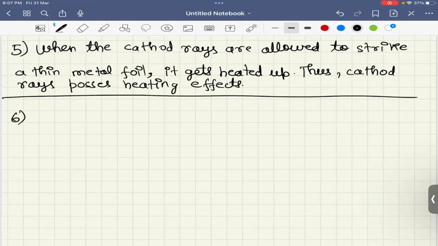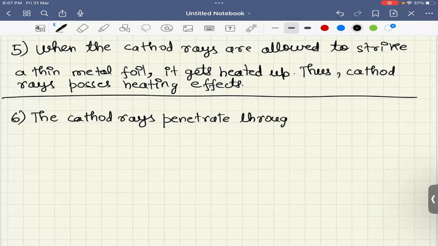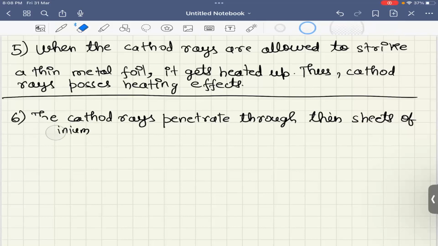The sixth observation was that the cathode rays penetrate through thin sheets of aluminum and other materials.